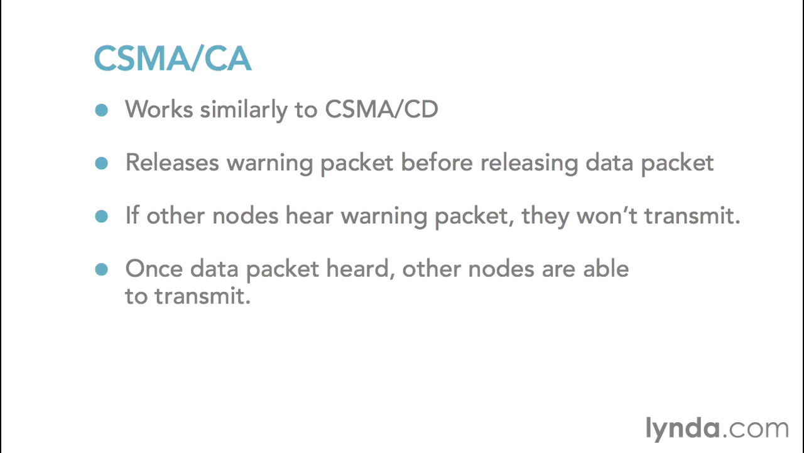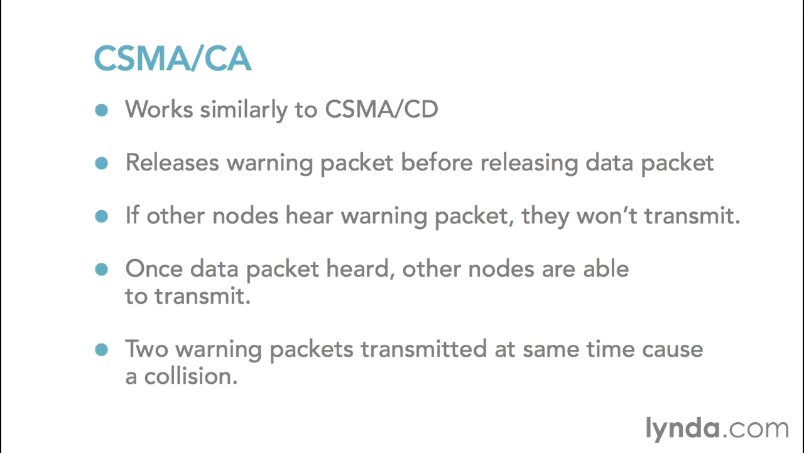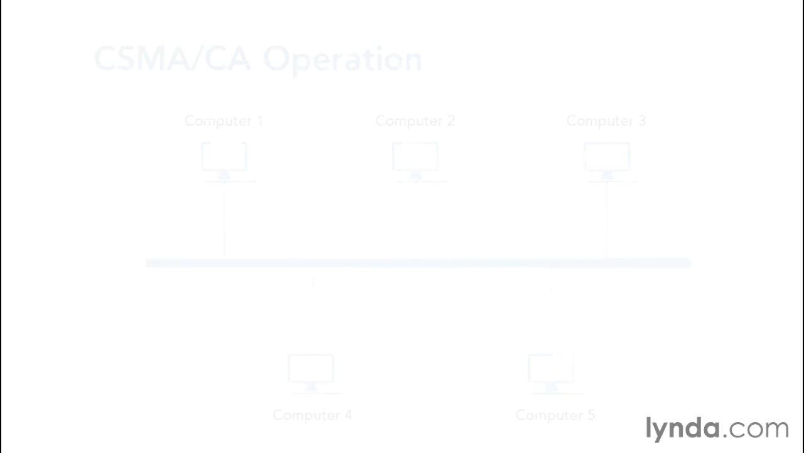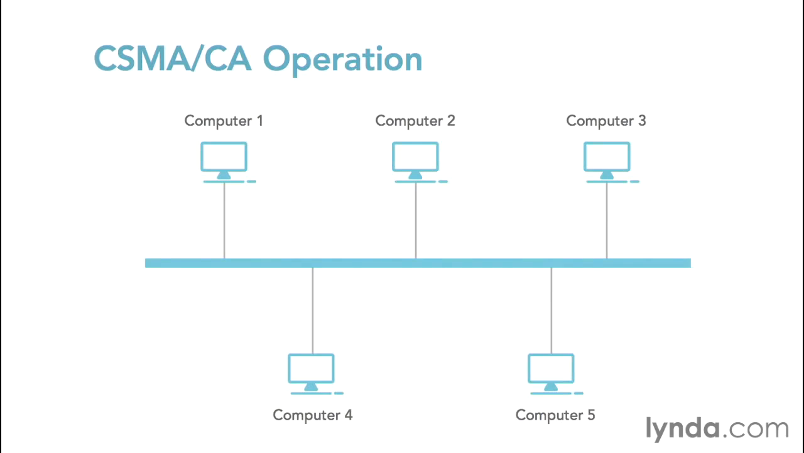Once they hear the data packet go by, they will then attempt to transmit their own warning packet before they transmit their data packet. However, if two warning packets are transmitted at the same time, just like in the previous example where two data packets were transmitted at the same time, again, it will result in a collision, and the collision is handled exactly the same way as with the CSMA/CD method. This diagram here illustrates how the CSMA/CA method works.